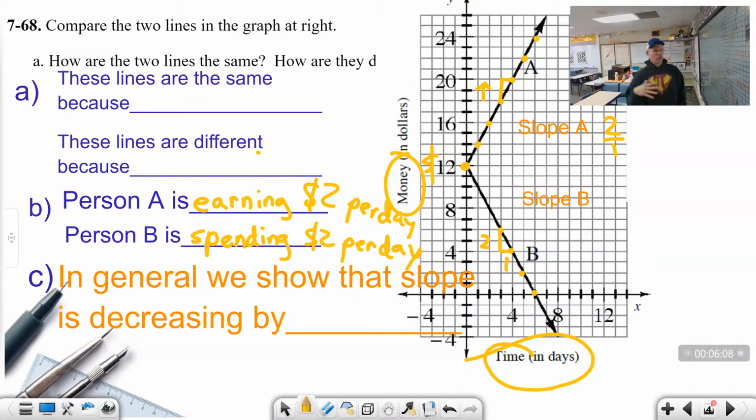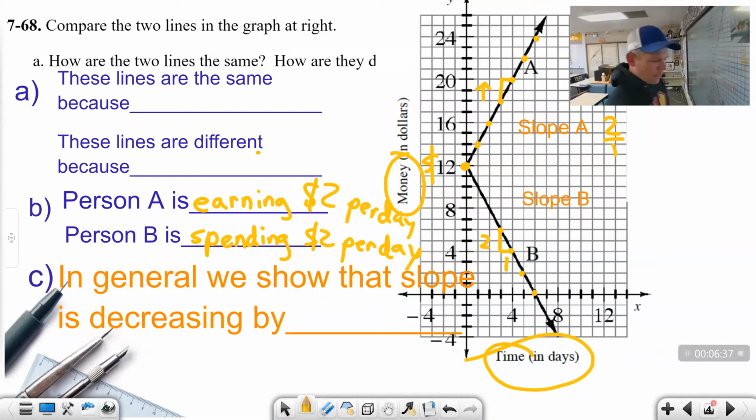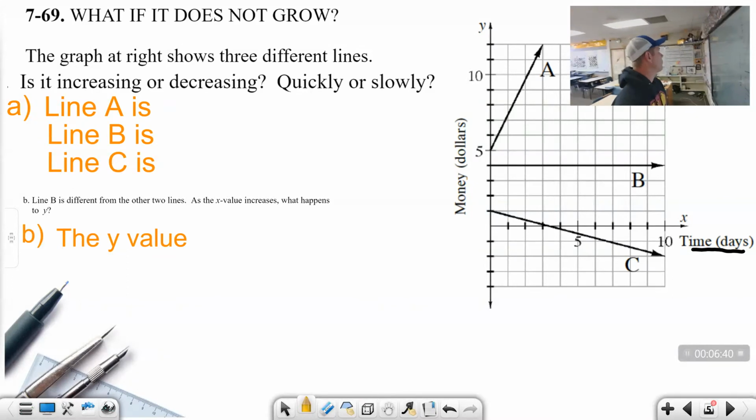Okay? Notice this is the unit rate for both person A and person B. In general, we show that slope is decreasing by using a negative sign. Let's make sure we have that written down off in the lines off to the right. In general, we show that slope is decreasing by using a negative sign. Pause the video if you need to finish writing that out. All right, let's go ahead and jump to the next problem.